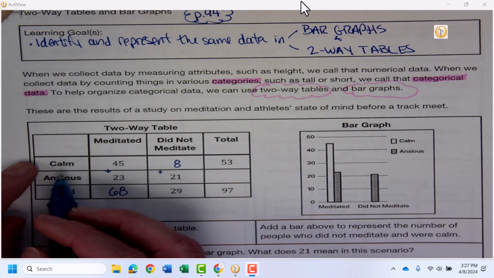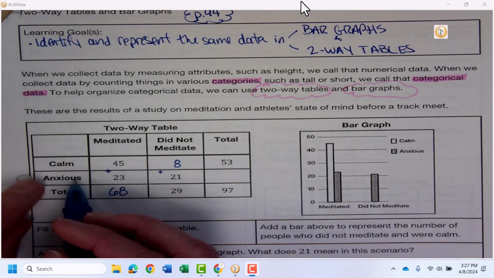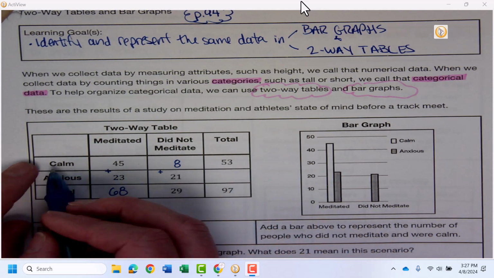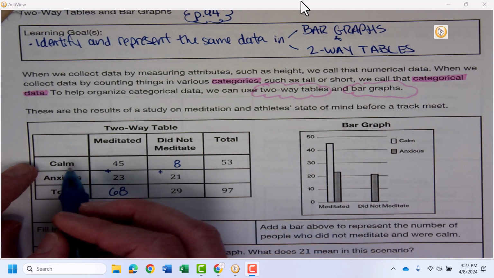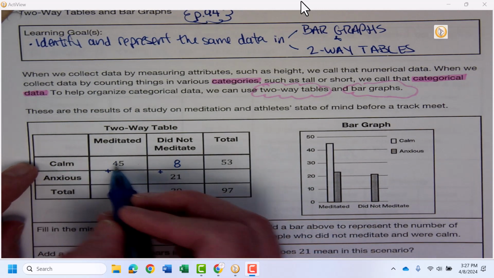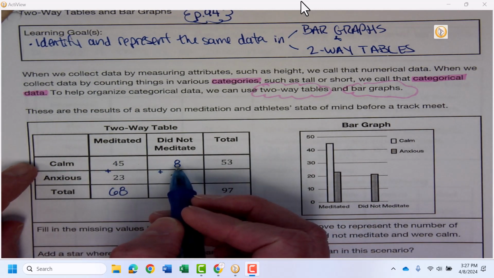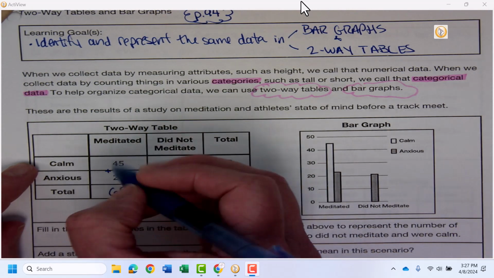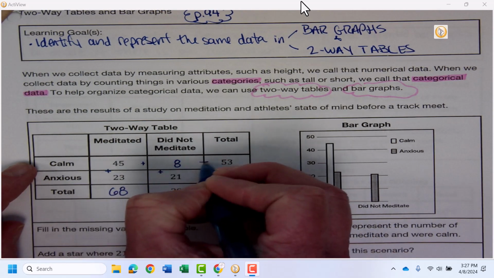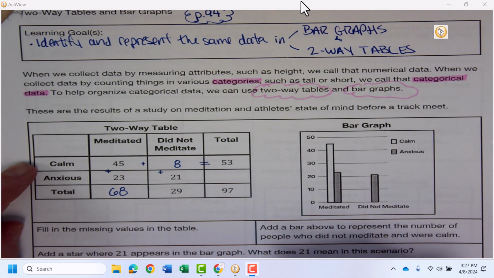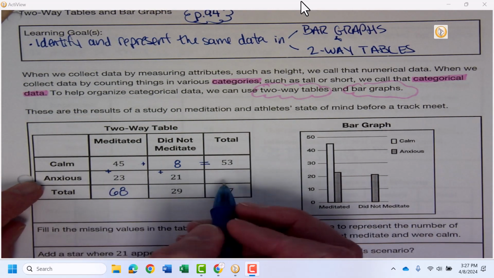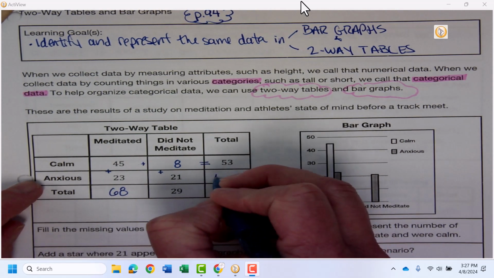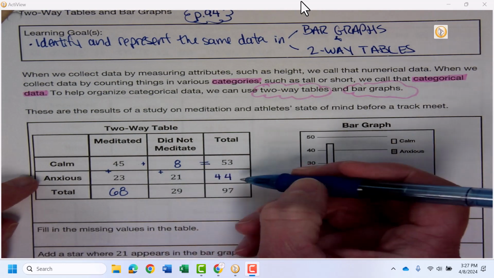I could also look at my two-way table going horizontally. So this should work. Of all my calm athletes, 45 meditated, and it looks like 8 did not meditate. That should add together to give me a total going this way. 45 plus 8 should be equal to 53. For the anxious students, 23 plus 21 should be 44. A total of 44 who ended up anxious.